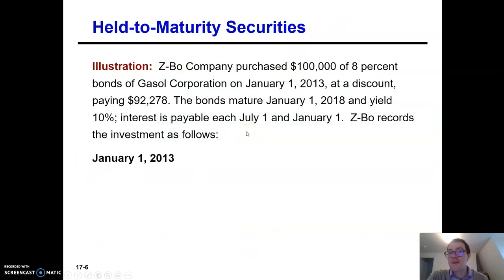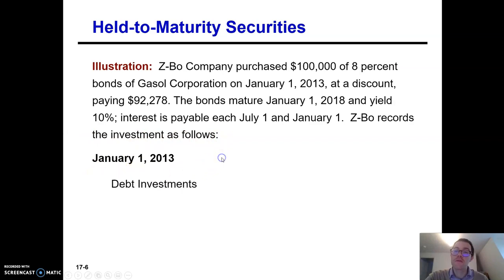Zibo Company buys $100,000 of 8% bonds of Kieso Corporation on January 1st, 2013 at a discount, paying $92,278. The bonds mature, looks like 5 years later, and they yield 10%. The interest is payable semi-annually, July 1st, January 1st. All right. So what does Zibo do at the time they purchase these bonds?